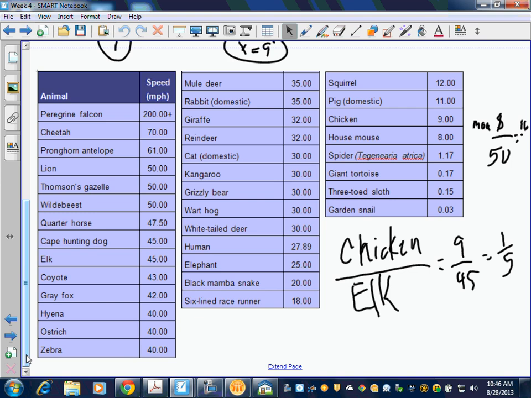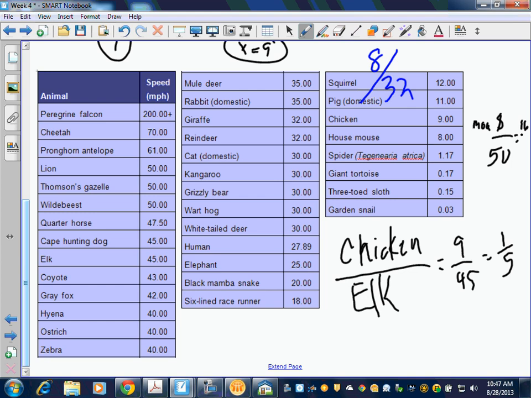12 over 35 won't reduce, so I can't reduce it. Maybe I had, I don't know, I'm trying to find something that will reduce it. A mouse and a reindeer. If I asked you to compare the speed of a mouse to that of a reindeer, you would get 8 over 32. Will that be a good final answer? No, 16. 2 over 8. 1 over 4. But your calculator is not going to say 1 over 4 when you reduce it. So just realize that's what it's trying to figure out.